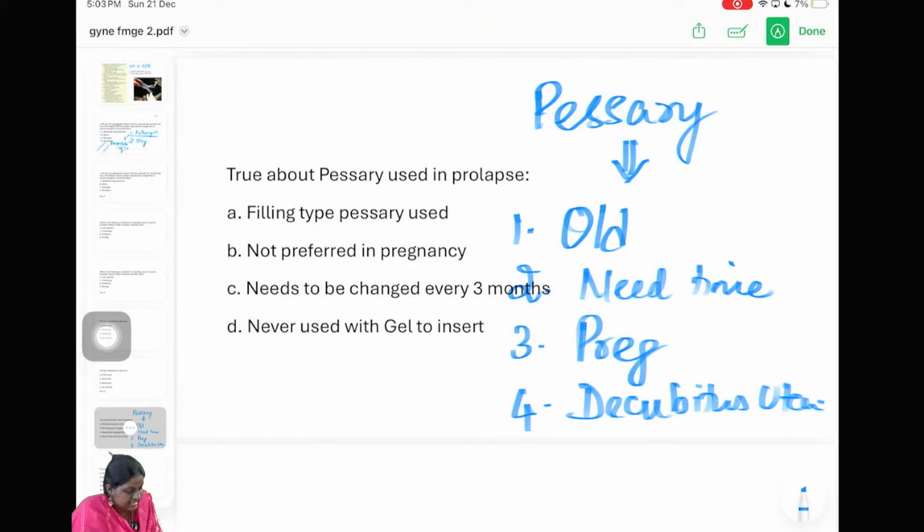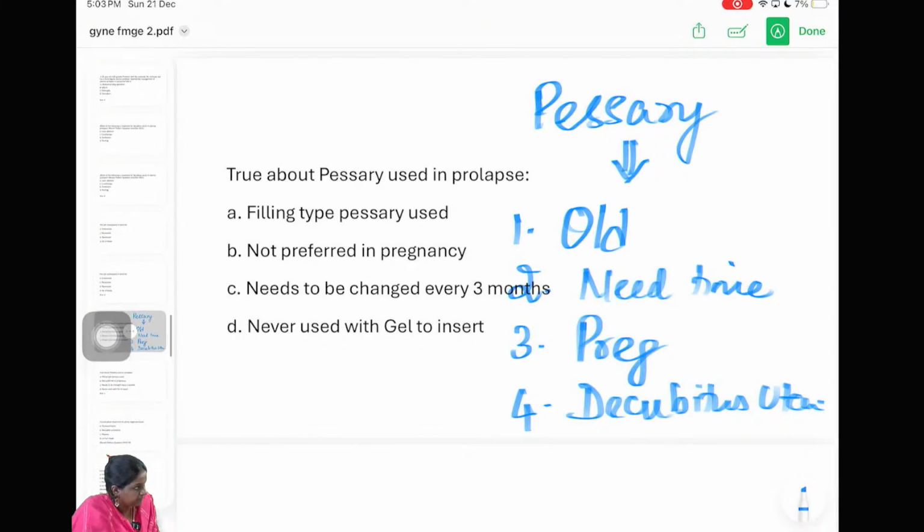Very good. The only thing that is actually correct is that it needs to be changed every 3 months. Pregnancy also, it can happen. I have a case right now with uterine collapse and pregnancy. Uterus will not come down. Uterus will be there only with the fetus inside. But it will not come out of the vagina. It will be inside only. You will be able to see the cervix outside.